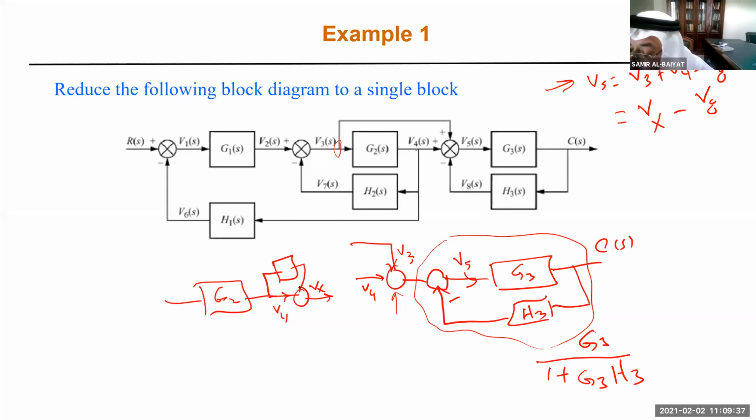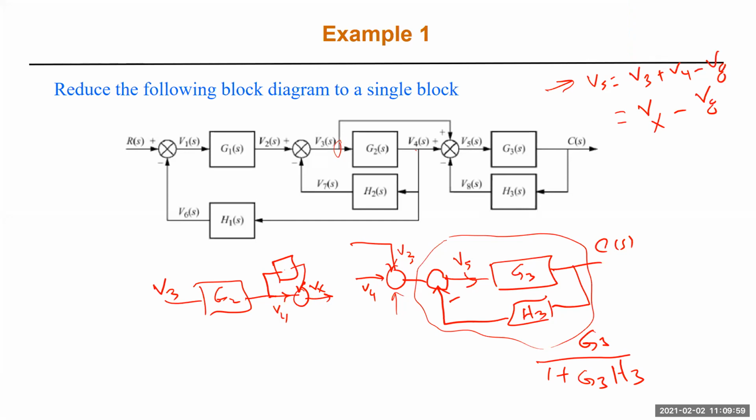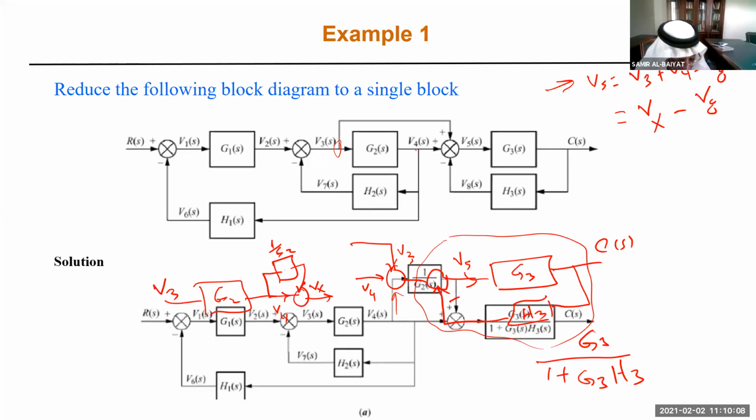I need V3. I need V3 at this point. 1 over G2. Look, this is V3, so I need in here the effect of V3. So what do I have to do for this block? V4 over G2. Okay, it is 1 over G2. So this is basically what I'm saying. I have 1 over G2 in here.